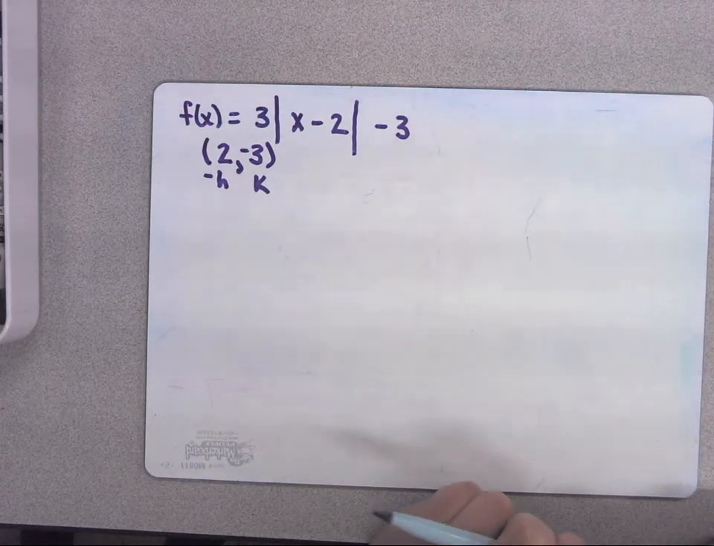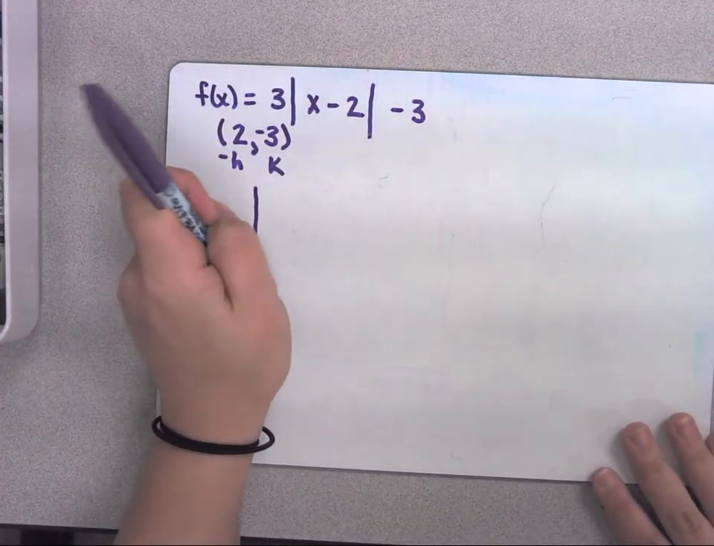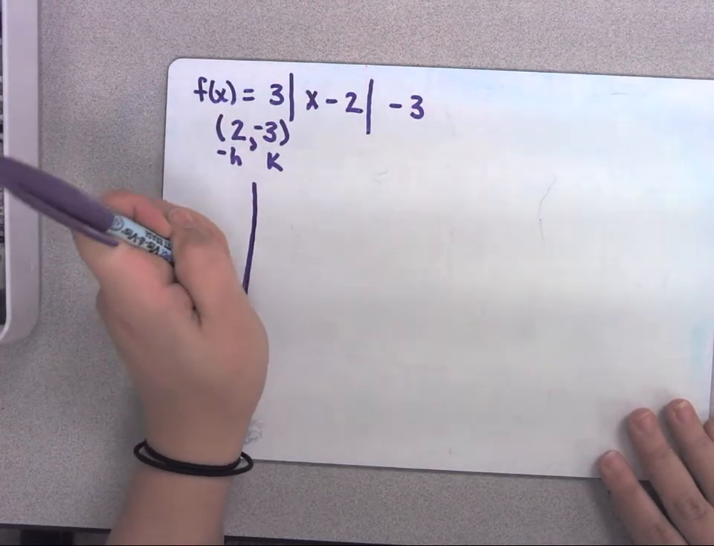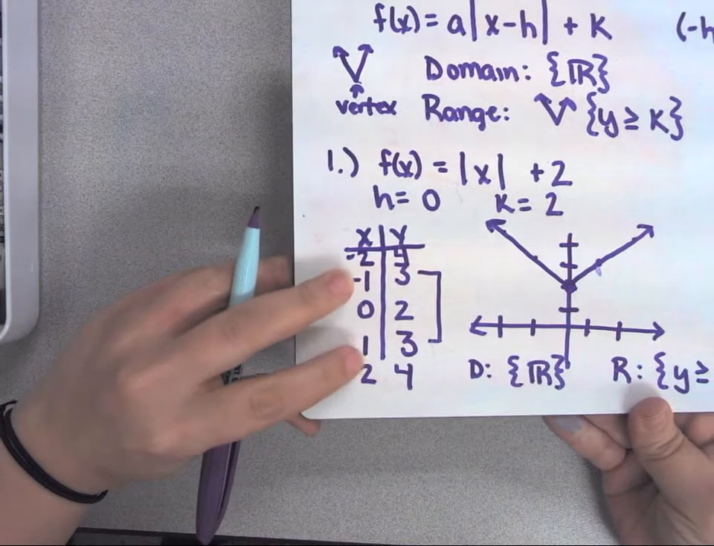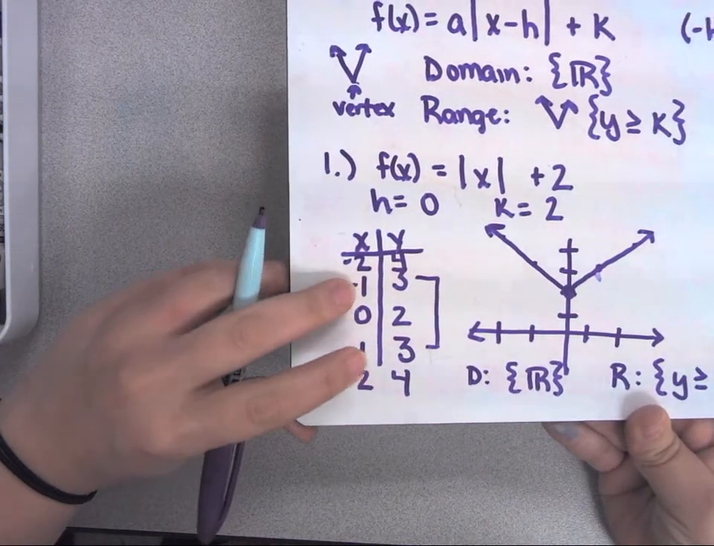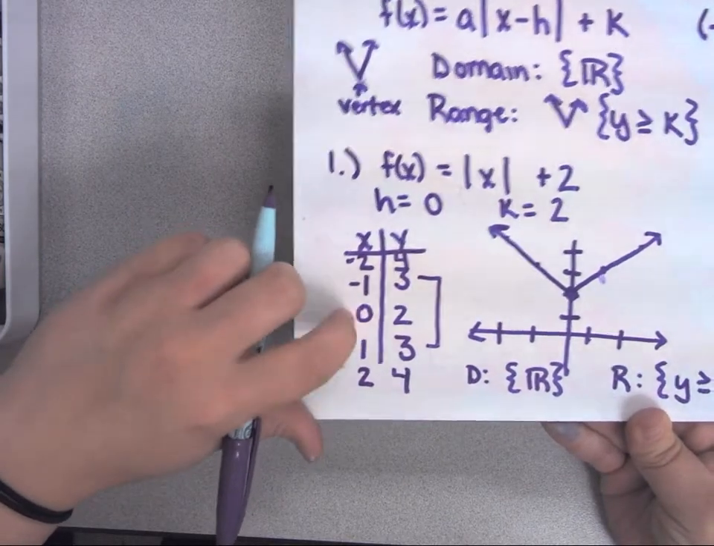A good way to check if you're doing something right, if you mess up your H, is to check your table when you plug numbers in. Your numbers will not be equal here if your vertex is wrong. So you can always check your math that way. If you check the numbers right outside of it and these y values are not the same, your h value is wrong.